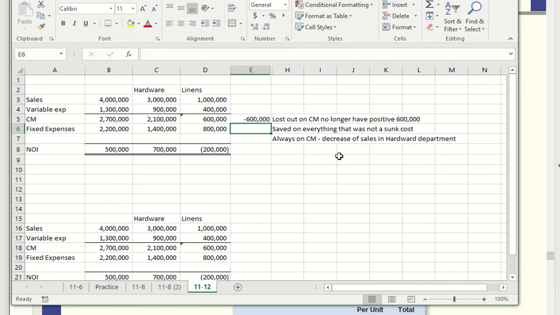Always on contribution margin, the decrease of sales in the hardware. And then we have the decrease on sales, right? So we could do a decrease of sales of 10%, we could do a decrease of variable expenses by 10%, but then it all ends up at contribution margin. Contribution margin is the key there. So we saved on everything that was not a sunk cost.